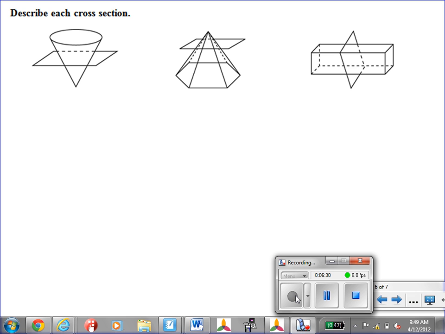You have a cone and you take a cross section. What's the cross section going to be? Circle. It's going to be a circle. Hexagon. Sorry. You've got a weird shaped pyramid type thing. It's going to be a hexagon. Boom. Because the base is a hexagon. Now, this one. Parallel. Diamond. Very good.